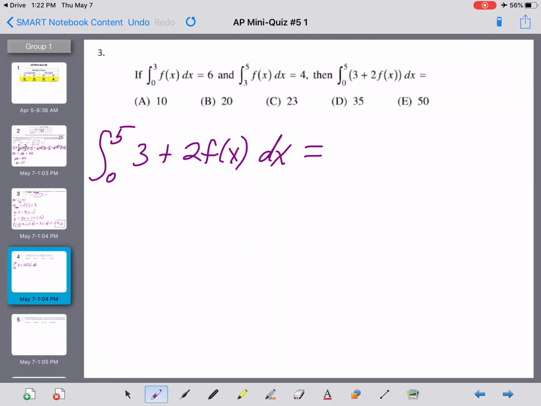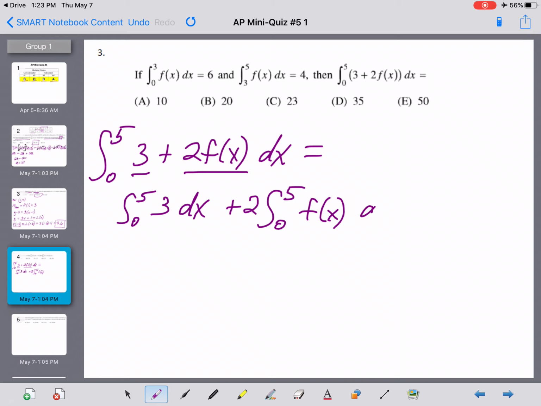And what I think we want to do right here is take advantage of the fact that we've got two different things being added together within our integrand. We can split this up into two integrals. An integral from 0 to 5 of 3 with respect to x, plus an integral from 0 to 5 of 2f of x dx. Well, I'm going to pull that 2 out in front because it's a constant, and just keep the f of x dx right there. And this expression here should get us the answer.